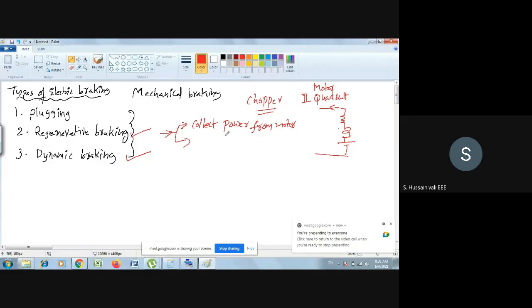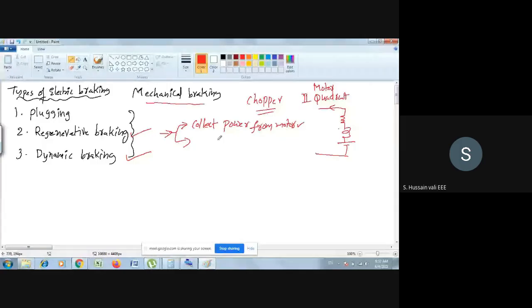You want to collect power because the advantage is that you are tapping power from some kind of source. When you tap some power, the source will have more power, so that it can give to some other loads. That's the purpose, that's the advantage. So you can collect power from the motor. That is one thing. This is not possible in the case of mechanical braking.